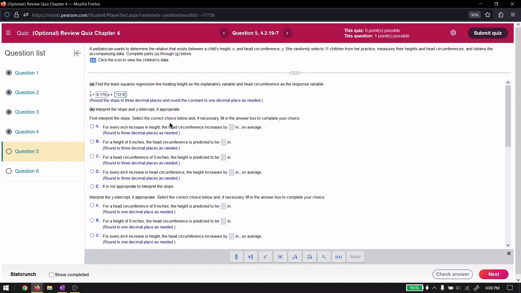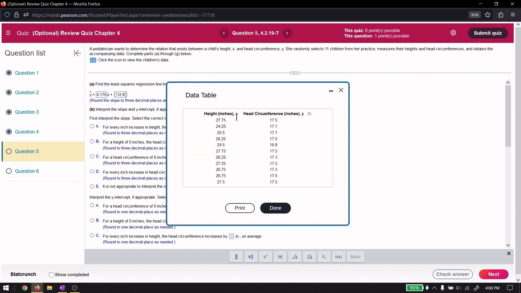Okay, interpret the slope and the y-intercept if appropriate. So the slope says 0.170. X is going to be the child's height and y is head circumference. The slope is y over x, so it's head circumference per child height. It says x is height in inches, y is head circumference in inches. So it's going to be head circumference in inches per inch in height. That's what the slope means.